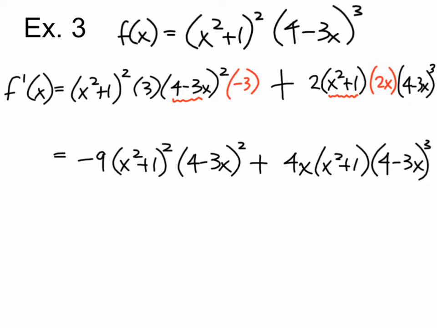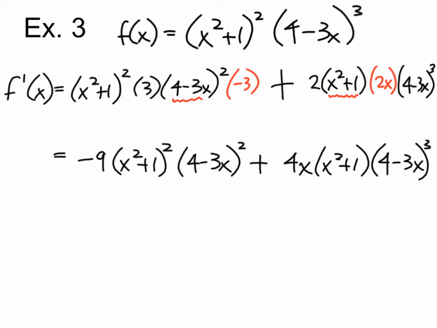leave my f function, then I apply the power rule, 3 bracket 4 minus 3x squared times the derivative of what's inside. So that gives me the -3 that you see there in red, plus the derivative of the x squared plus 1 all squared. So I apply the power rule, so the 2 comes in front, times x squared plus 1 times the derivative of what's inside that set of bracket, which is 2x, and the 4 minus 3x tags along at the end, all cubed.